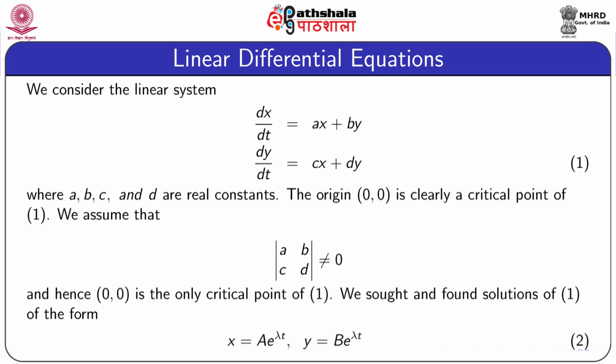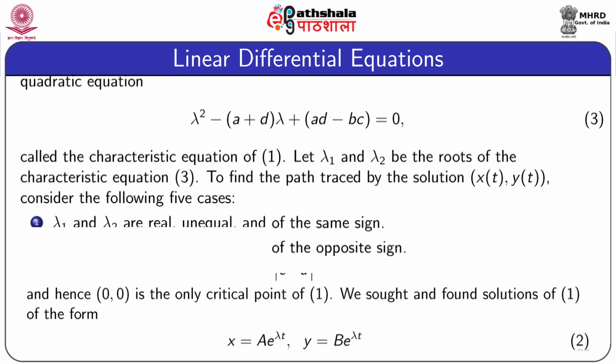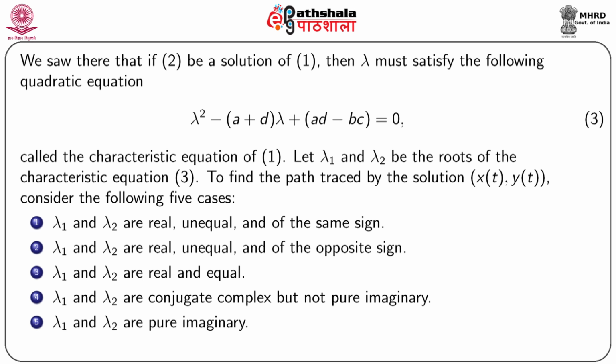Let us assume that x = A e^(λt) and y = B e^(λt) be a solution of the linear system 1. If we substitute those solutions, we will get the characteristic equation in the form λ² - (a + d)λ + (ad - bc) = 0.